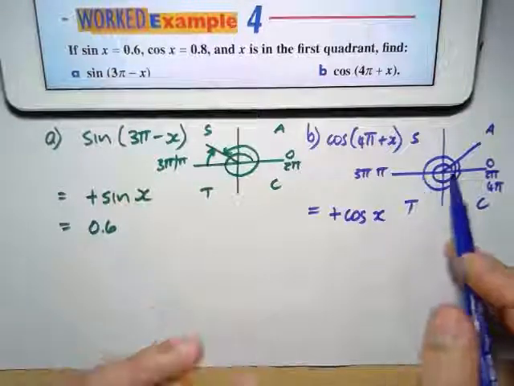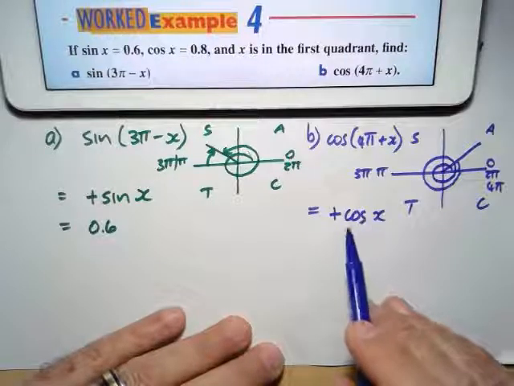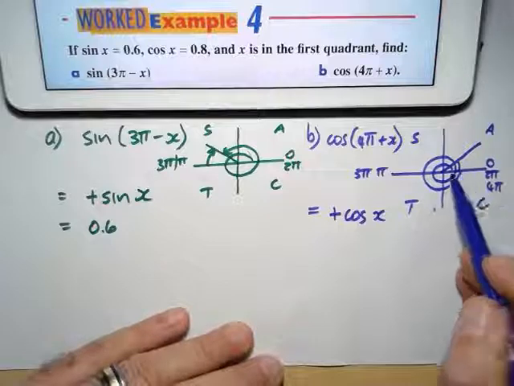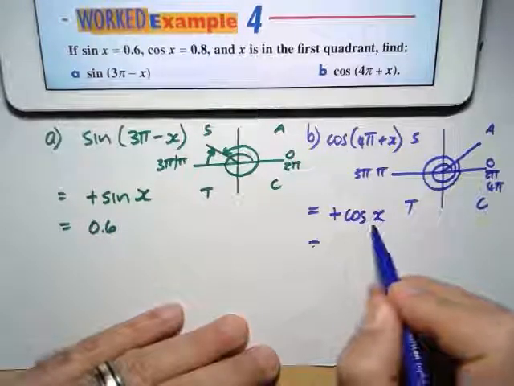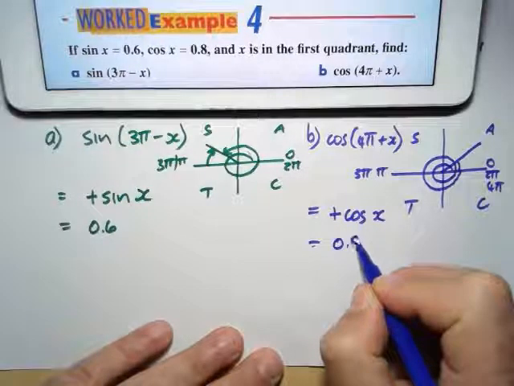Now I keep on saying I'm working from my x-axis. Later on we're going to work from our y-axis, and then we're going to use co-functions. That's why I keep on saying working from my x-axis, so cos stays cos. What is cos x? Well, cos x is 0.8 according to them, so that's going to be 0.8.